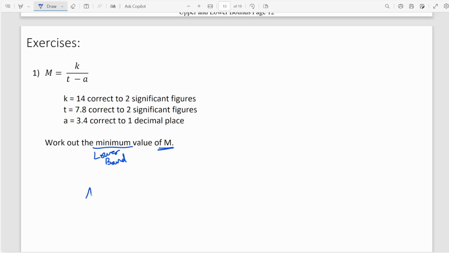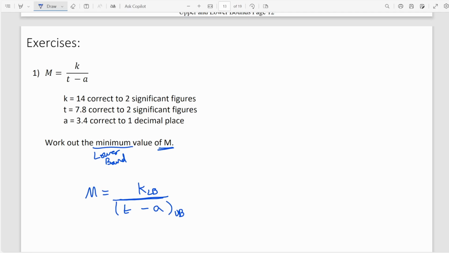Now, M is equal to K over T minus A. Now, let's take a look here. The last operation that will happen is this division right here, correct? So in order to get a lower bound from this overall division, you would want the lower bound from the numerator and the upper bound from the denominator, okay? Now, the numerator is one variable, which is K, so I can just go ahead and say that we want the lower bound of K. As for the denominator, we have T minus A, okay?